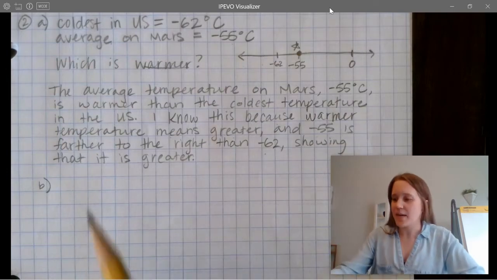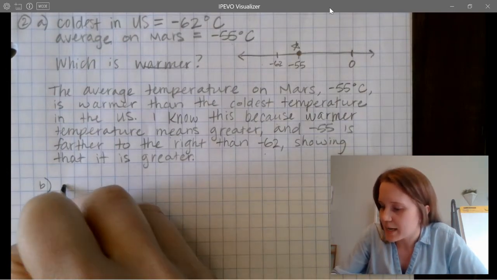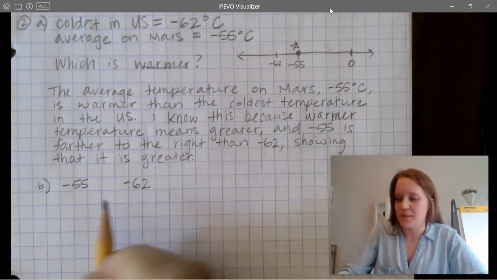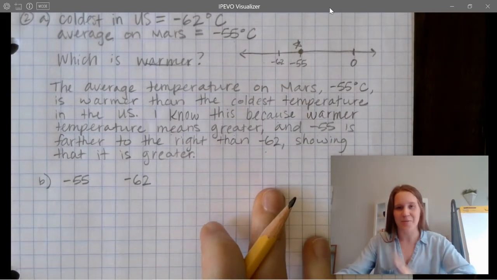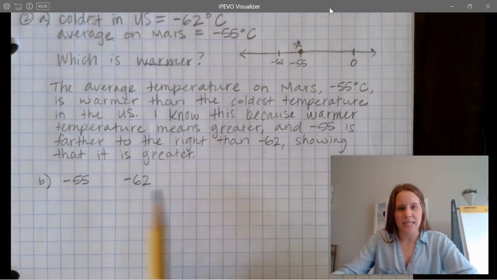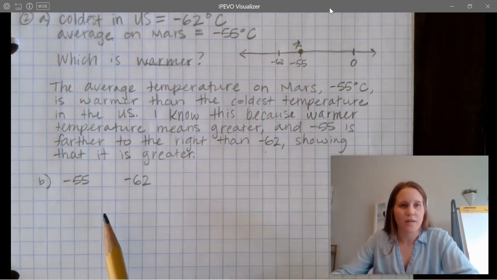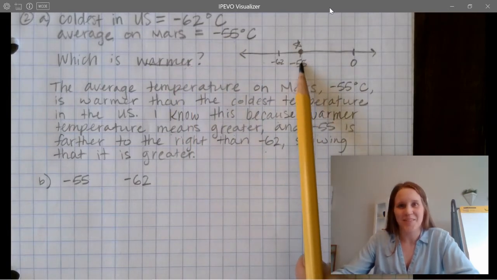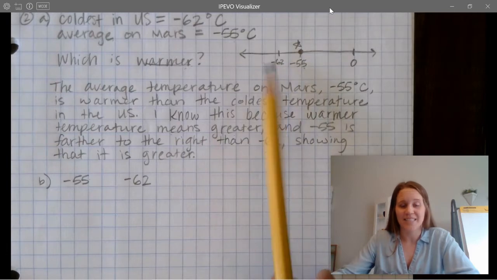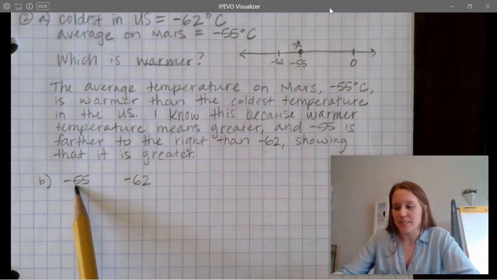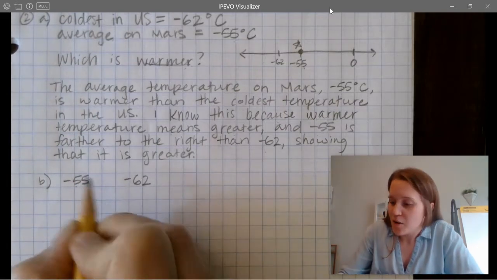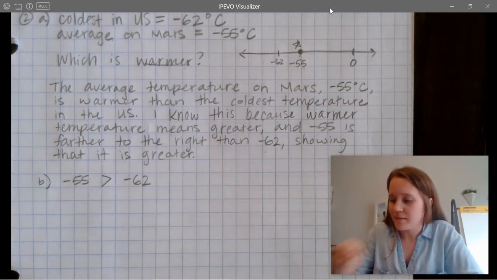I know I'm comparing the temperatures negative 55 and negative 62. I'm going to leave a blank in the middle and think about the inequality sign. So which of these is greater? I know that the greater temperature, the warmer one, is the one that's farther to the right. So negative 55 is greater than negative 62. Since I wrote negative 55 first, this should say negative 55 is greater than negative 62.